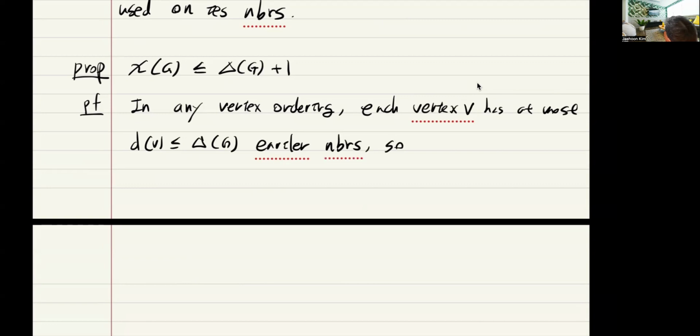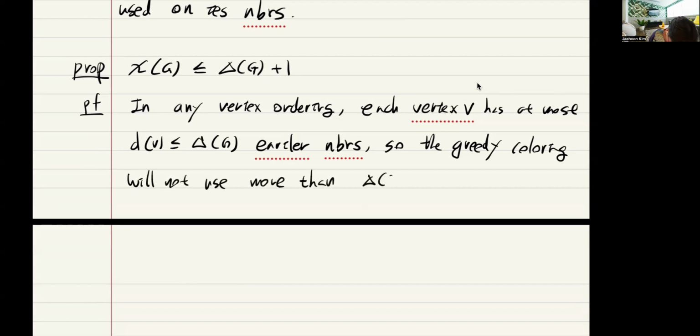So what? The greedy coloring will not use more than delta of G plus 1 colors, because it has at most delta earlier neighbors, and out of delta plus 1 colors, at least 1 color is available for that vertex. So you can choose one of the least indexed ones, and you keep going.